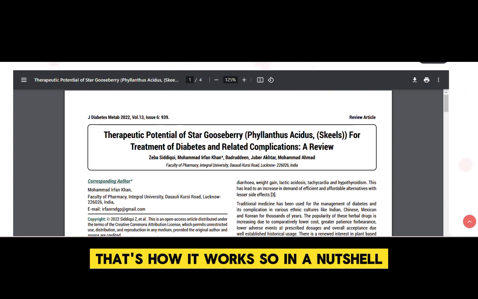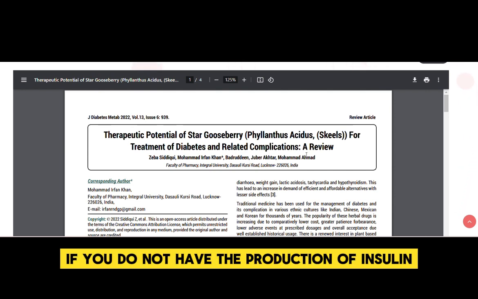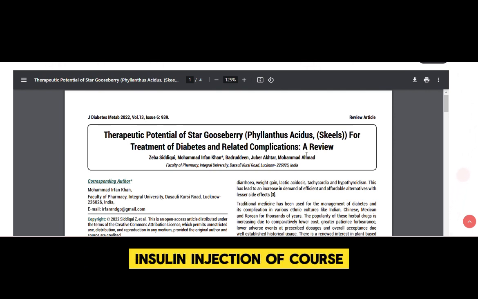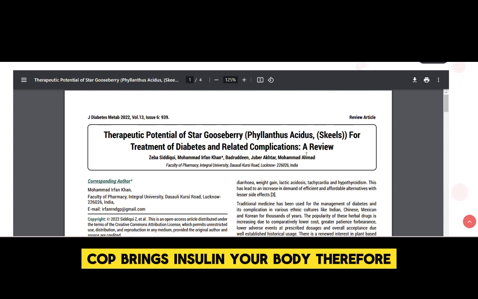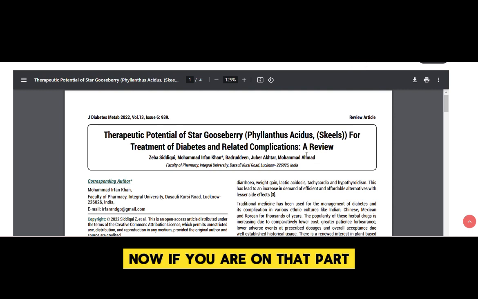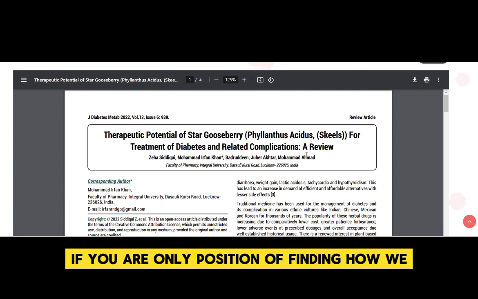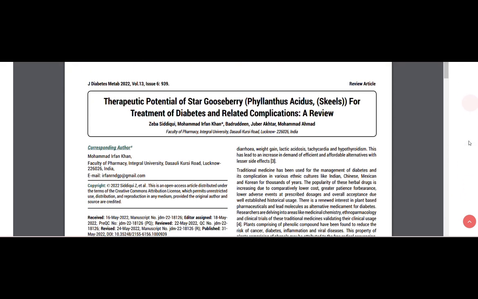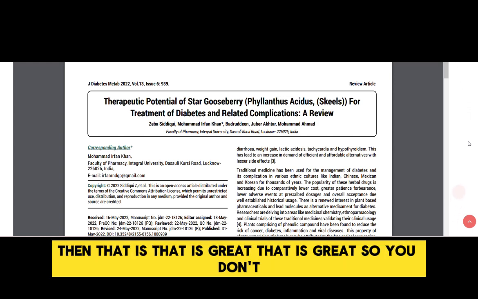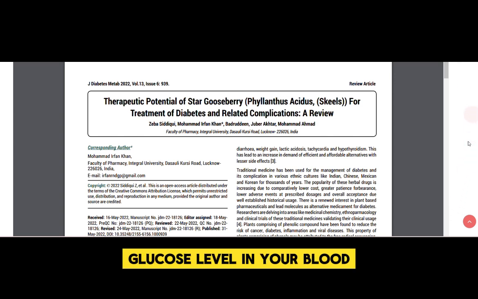That's how it works. So in a nutshell, if you do not have the production of insulin, then you need to get the insulin injection. The insulin injection, of course, brings insulin into your body. Therefore, it's like you just manufactured insulin and you get glucose level control. Now, if you are on that path, that's fine. You have insulin injection. If you are on the path of finding a way to naturally get your insulin production up, then that is great. So you start controlling more and more of your glucose level in your blood.